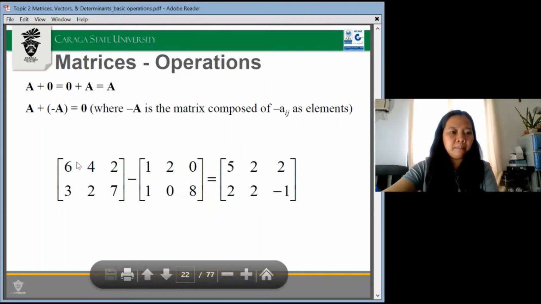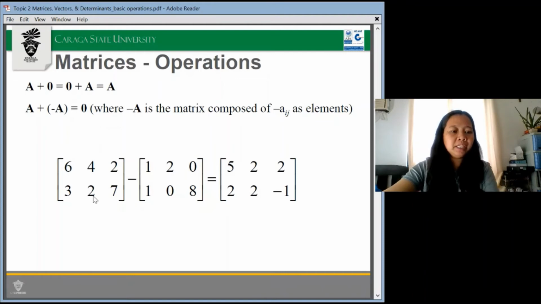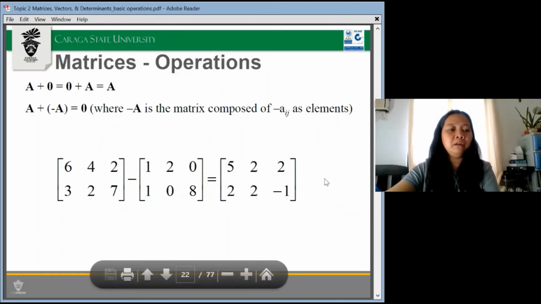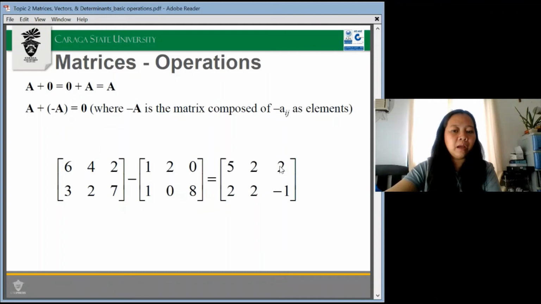So in this example, we have the difference between matrix A and matrix B. We have element Aij minus Bij. So 6 minus 1, you have 5. 4 minus 2, you have 2. And 2 minus 2, you have 0. So this is just an example of a subtraction of matrices of the same size and dimension.